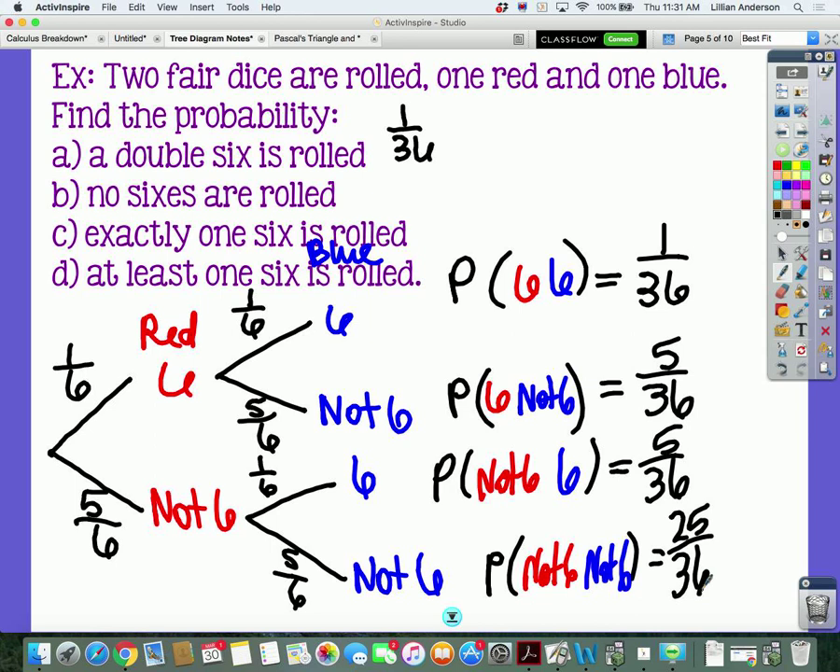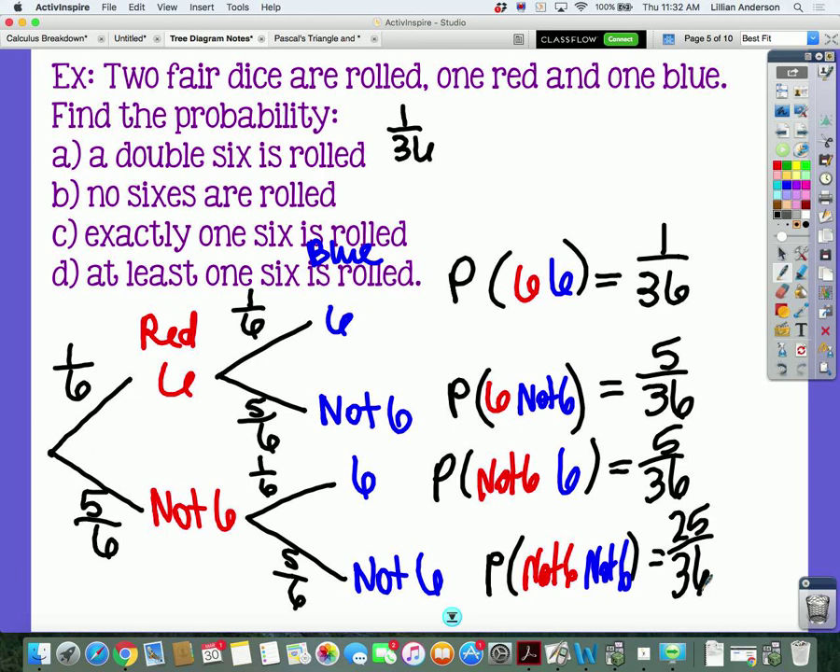Now look at all these outcomes. All the probabilities add up to be what? One whole. 1 plus 5 plus 5 plus 25 equals 36. That's one way to double check yourself. All your outcomes and their probabilities should add up to be 1. If they don't, then something's wrong.